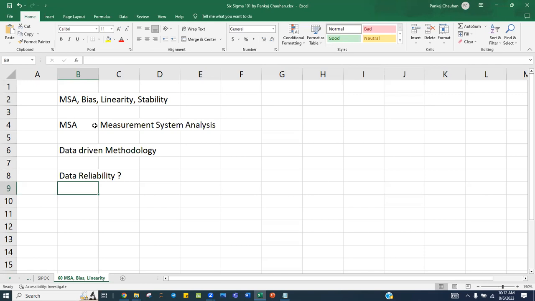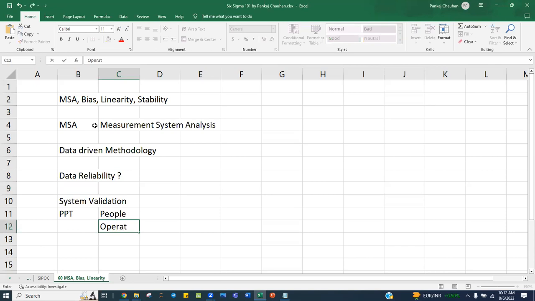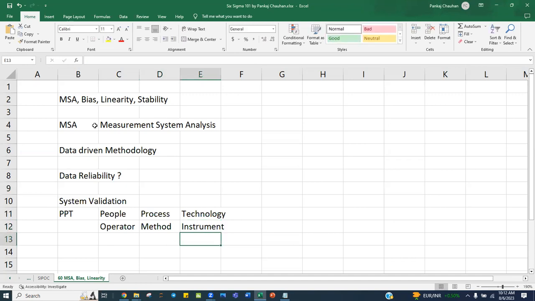So in measurement system analysis, we are basically doing the validation of the system. And what is the system made of? The system is made of three things, which in short we call PPT. PPT is not the PowerPoint presentation. It's made of the people, which is the operator who is operating, the process, which is the method we are following to collect the data, and technology, which means the instrument or machine we are using to collect the data. It will depend on these three things.